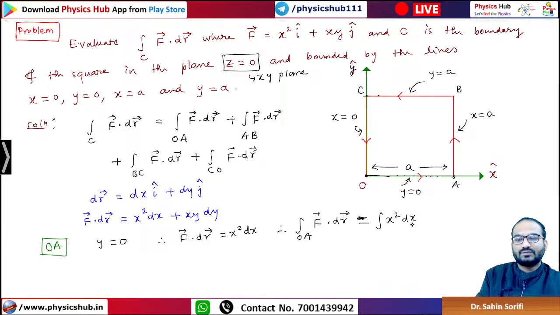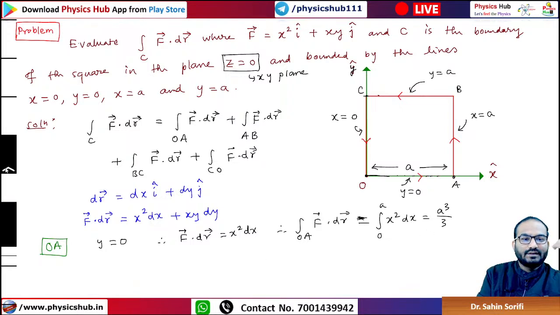Here you have to put the limit of x. What is the limit of x? 0 to a. So this is x cube by 3, so this is a cube by 3. Okay. Let's go for AB.